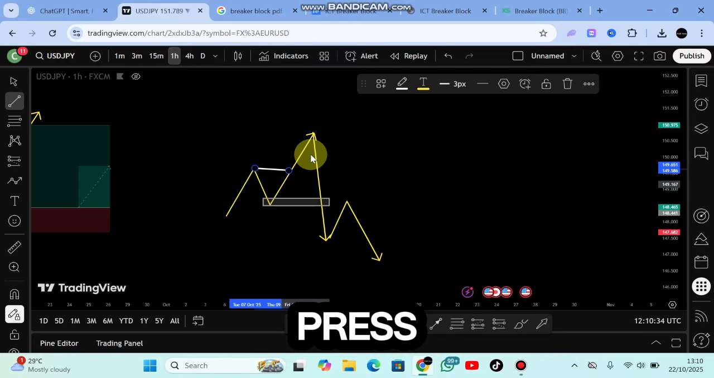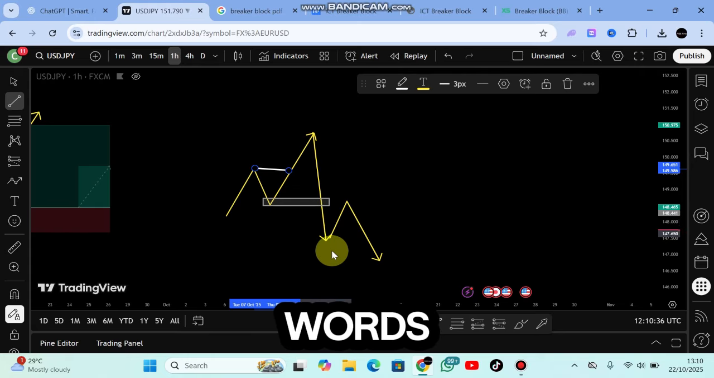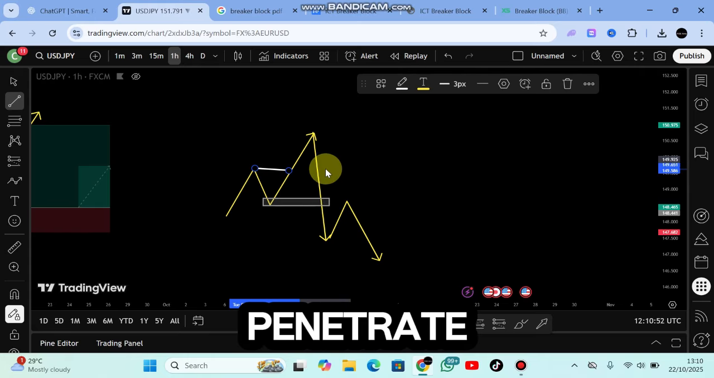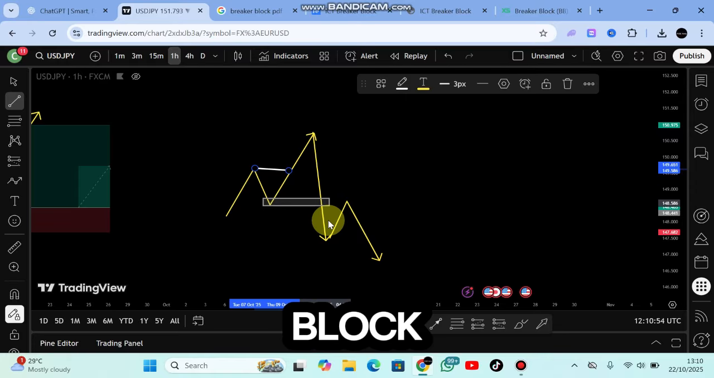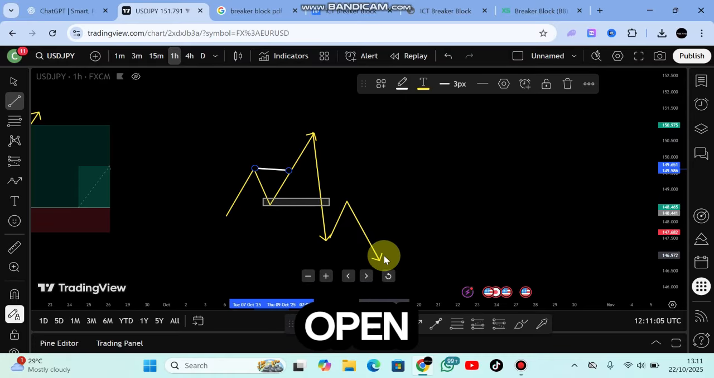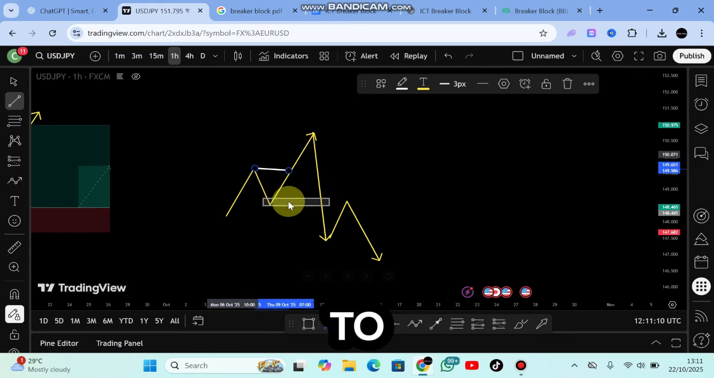Price breaks the order block and goes out to the side. So anytime price breaks your order block, you just know that your order block has automatically turned into a breaker block. A breaker block is an order block that has failed. So once price penetrates through your order block, it means that it has turned into a breaker block. Draw it out and wait for price to come back and retest it, and once price retests it, you enter into it. I'm going to open up the chart to show you how it works, but I want you to understand this.